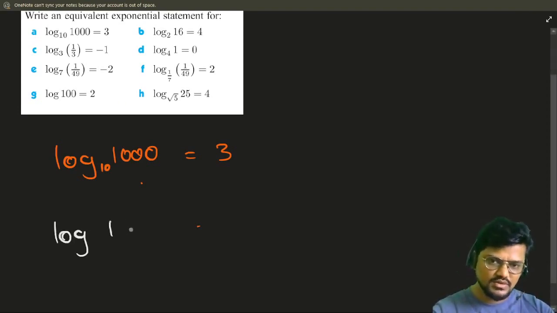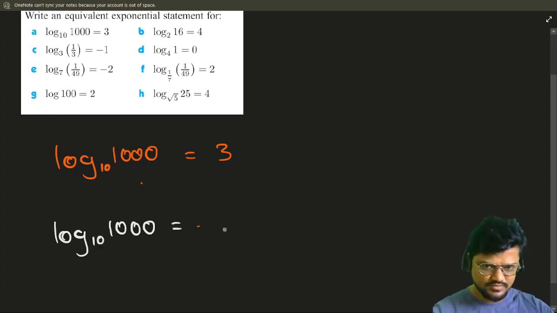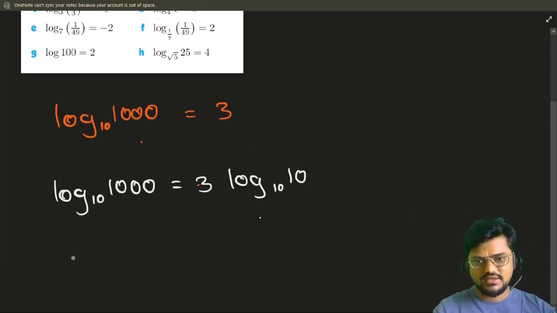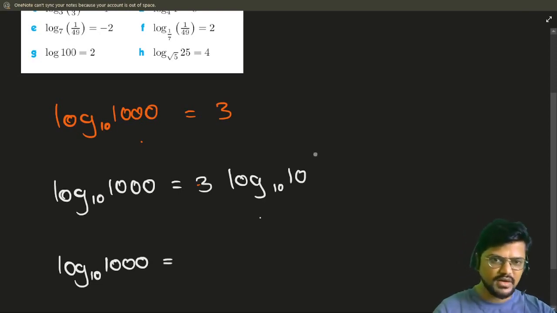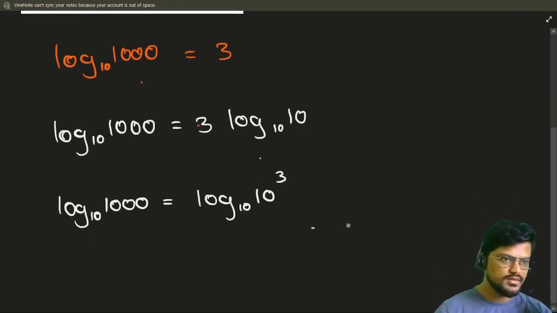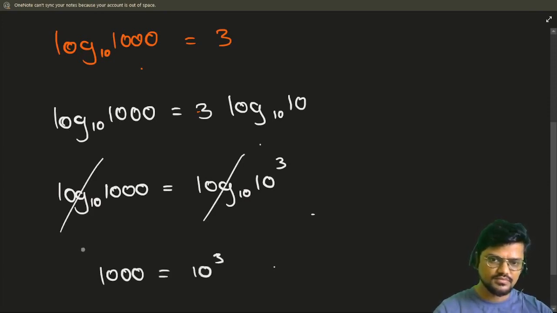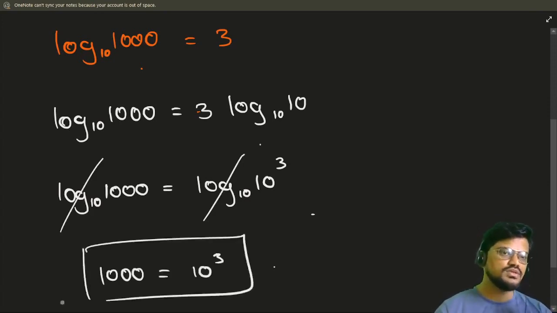Log of 1000 to the base 10 is there, no? What I will do, log 10 to the base 10 I can multiply because the value of that is 1. After that, log of 1000 to the base 10 equals, can I take this power over here? Log of 10 to the base 10, 10 to the power 3. After this, log base 10 can be cancelled on both the sides. What does it give? This is the exponential form.